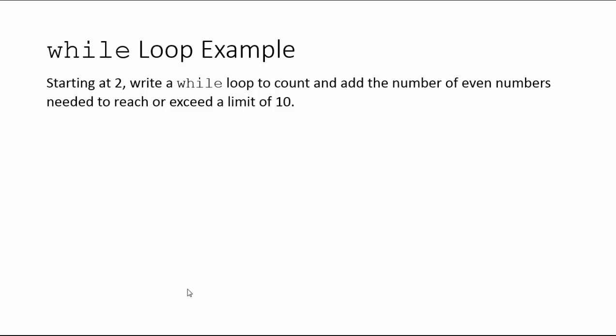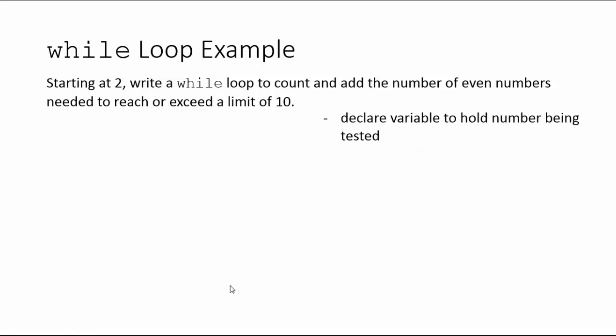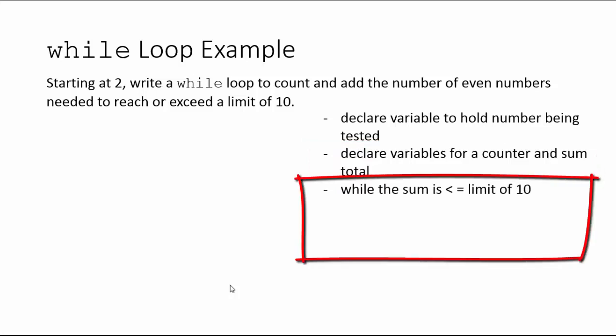Pseudocode is a cross between English and Java syntax and arrows to indicate the flow of control. The first thing we want to do is to declare a variable to hold the number being tested. We can initialize this to 2 since that's the number we will be starting with. Then we will declare variables to hold the counter and the sum total. Then we will create our while loop.